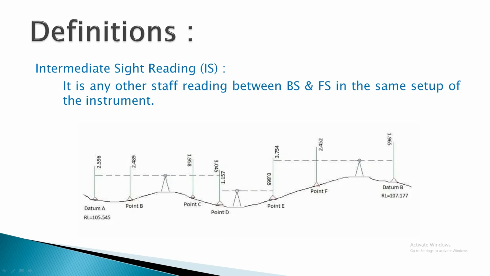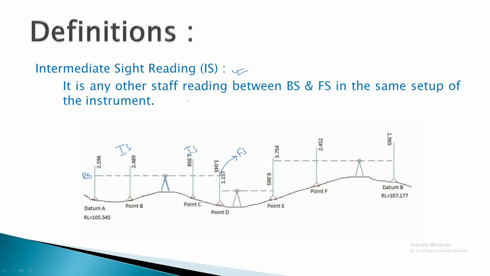In this particular diagram you can see this is the intermediate sight reading that I already told. It is any other staff reading between BS and FS, that means the backside reading and foresight reading in the same setup of the instrument. So here you can see this is the instrument station. The first staff reading, this one, is the BS. At this instrument station, the last sight reading, this one, will be FS. Between BS and FS, the others are the intermediate sight readings.